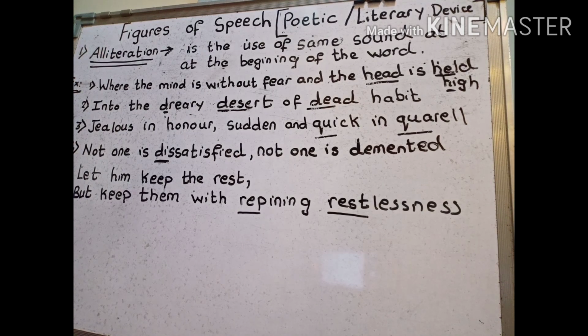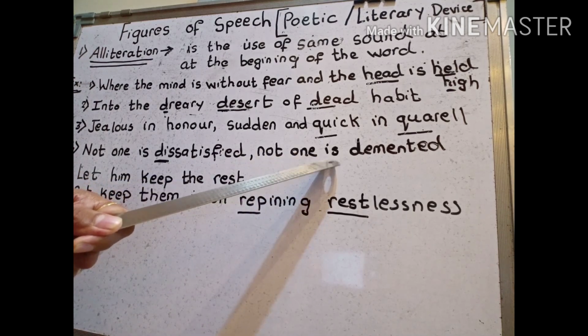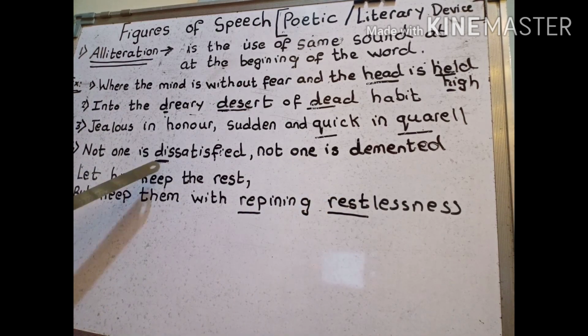Then the fourth one: not one is dissatisfied, not one is demented. You can hear the sound d in dissatisfied and demented. Again, a very good example of alliteration. Let us have a look at the fifth example. This is from the poem Puli, I believe. Yeah, it's from the poem Puli.